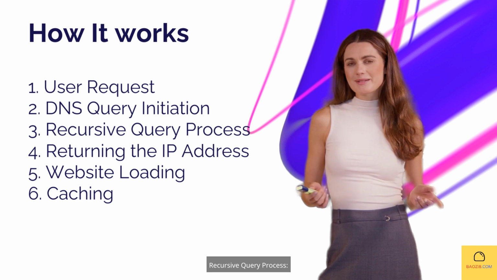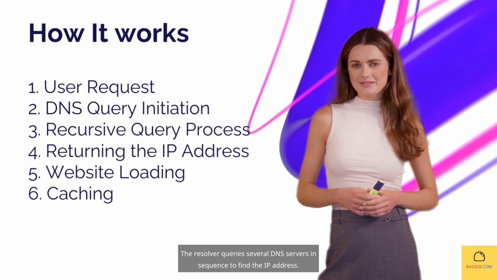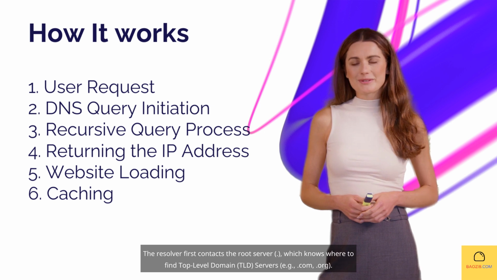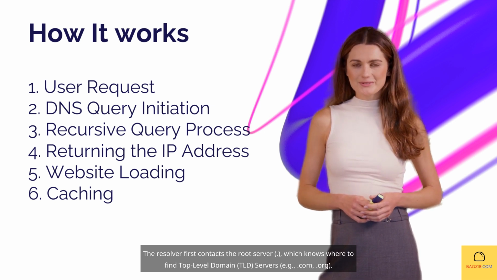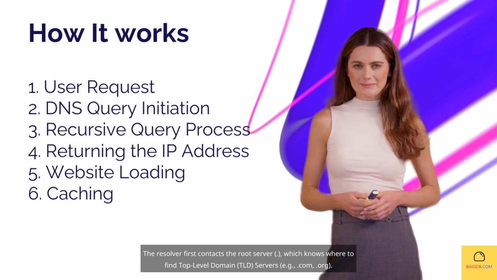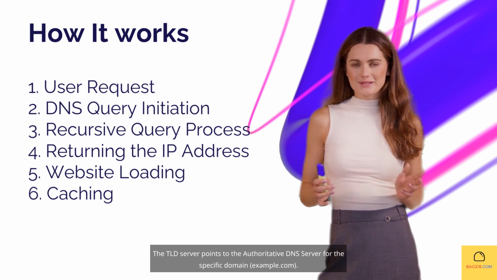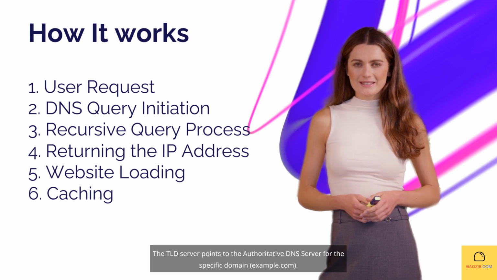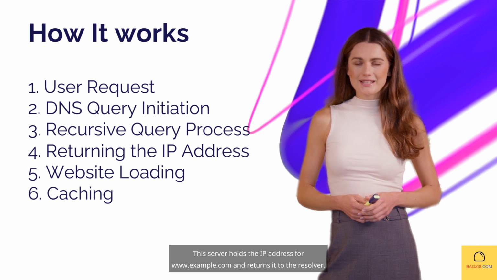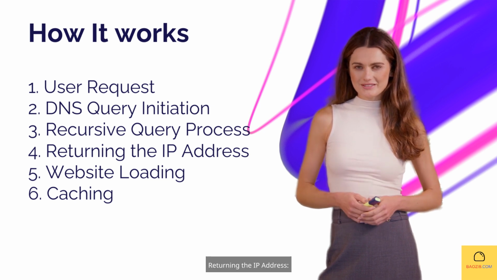3. Recursive query process. The resolver queries several DNS servers in sequence to find the IP address. This process involves root DNS server. The resolver first contacts the root server, which knows where to find top-level domain TLD servers, e.g., .com, .org. TLD DNS server. The TLD server points to the authoritative DNS server for the specific domain, example.com. Authoritative DNS server. This server holds the IP address for www.example.com and returns it to the resolver.